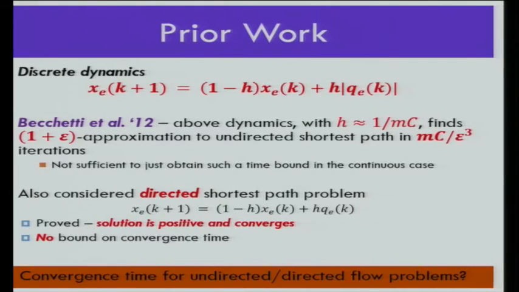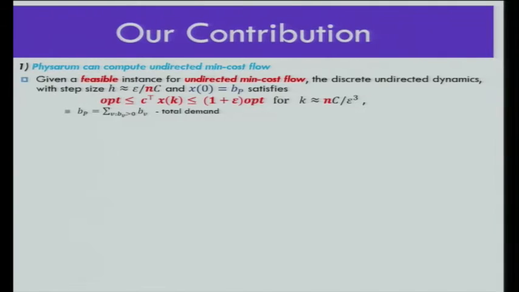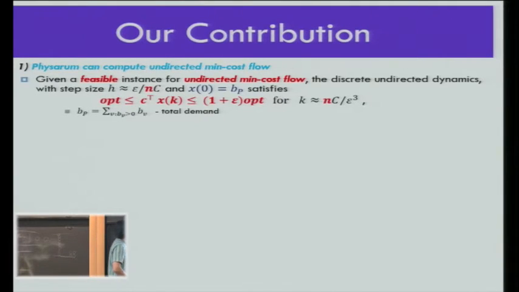So the question that interested us was, what about the convergence time for undirected and directed flow problems? Can we prove similar results? And the answer is yes. For the undirected min cost flow problem, which is the generalization of the shortest path, we can prove essentially a similar result to that proved by Becchetti et al.